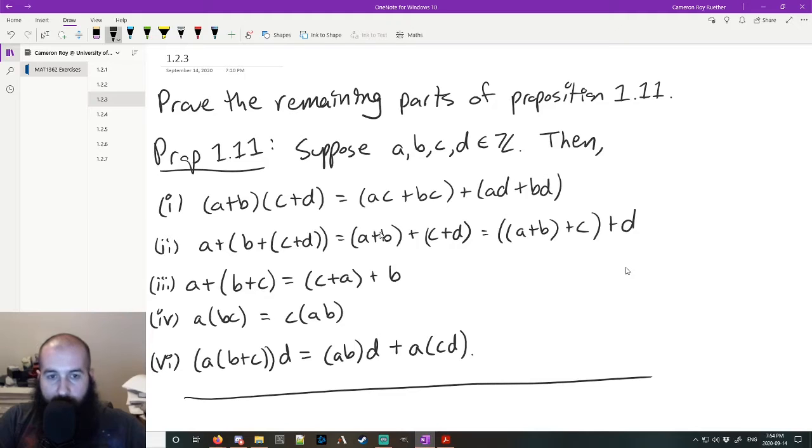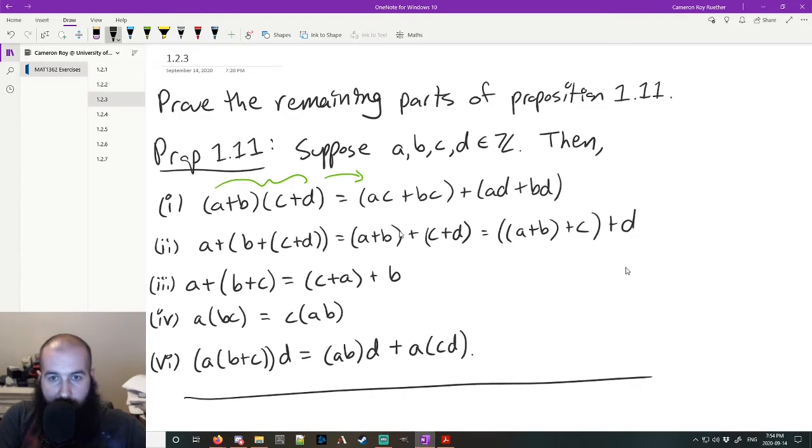So for each of these, it's an equality we have to verify, so our strategy is going to be the same. We're going to start by considering the left-hand sides and working our way via a chain of equalities justified by axioms to the right-hand sides. So let's start with number 1.